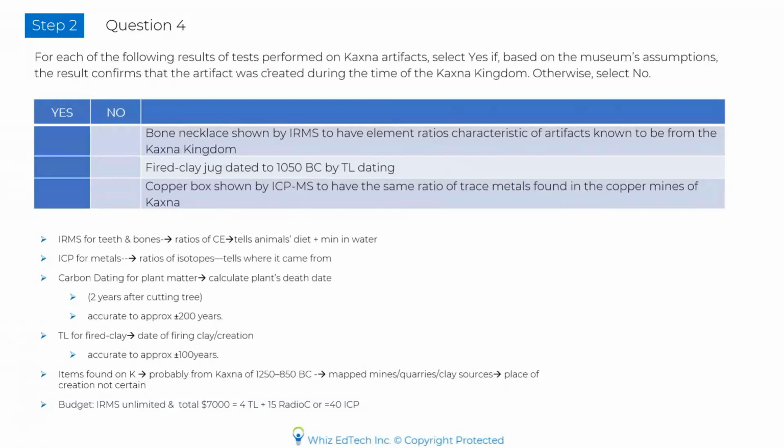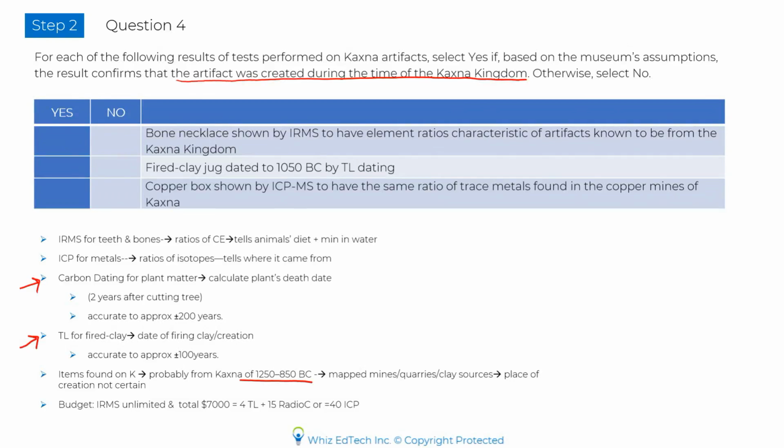For each of the following results of tests performed on the Kaksna artifact, select yes if, based on the museum's assumption, the result confirms that the artifact was created during the time of Kaksna kingdom. So if you can confirm the time of creation and the time is during Kaksna kingdom, then you mark yes. Otherwise, you select no. All right. Now, remember, the time that is stated is 1250 to 850 BC. All right. And time we can tell of these two things.